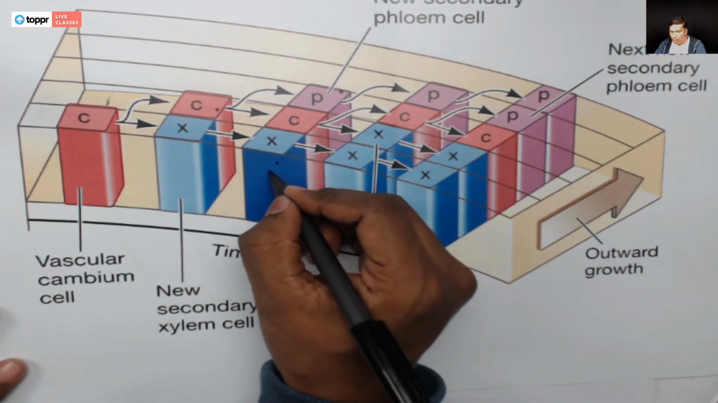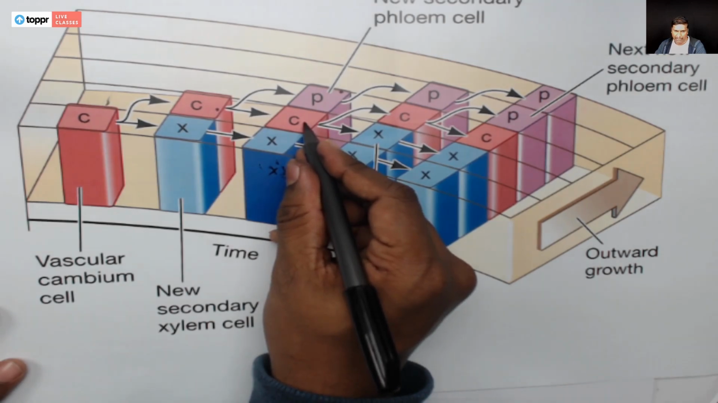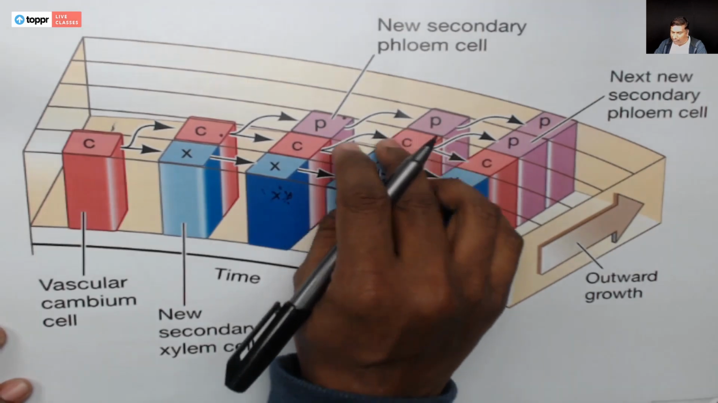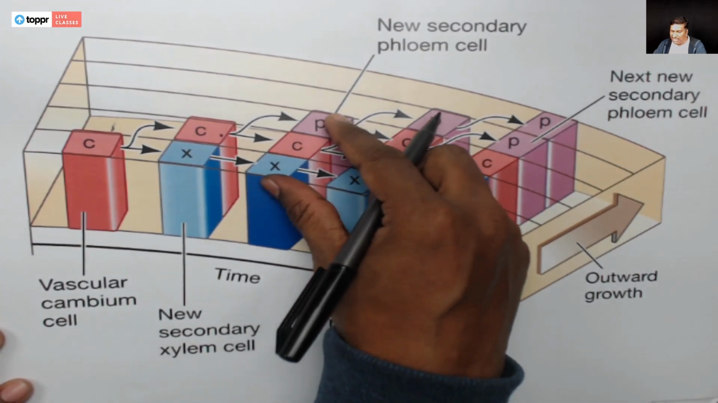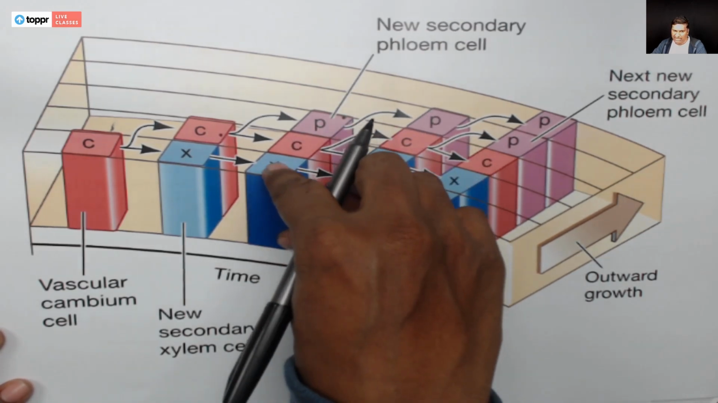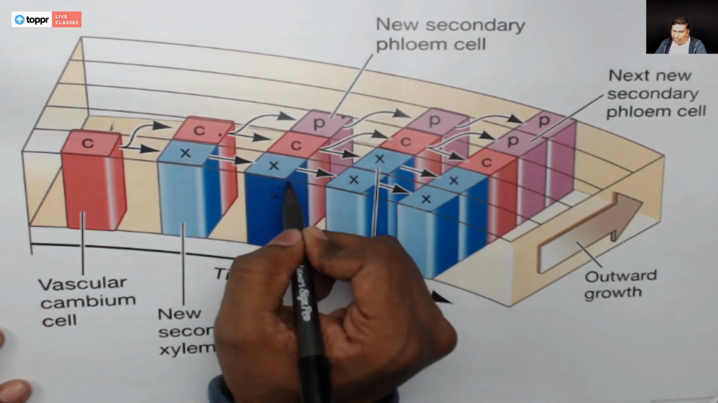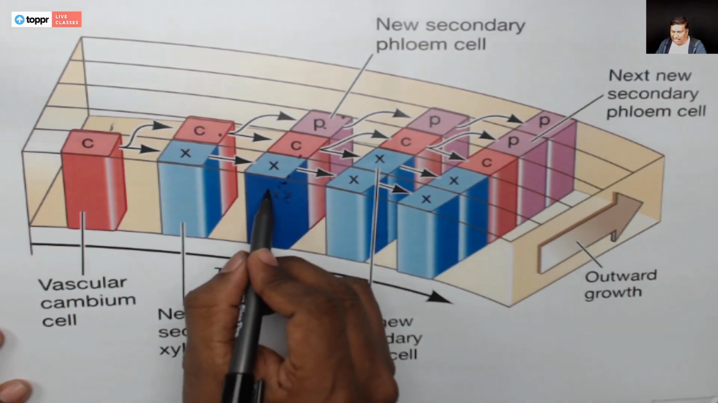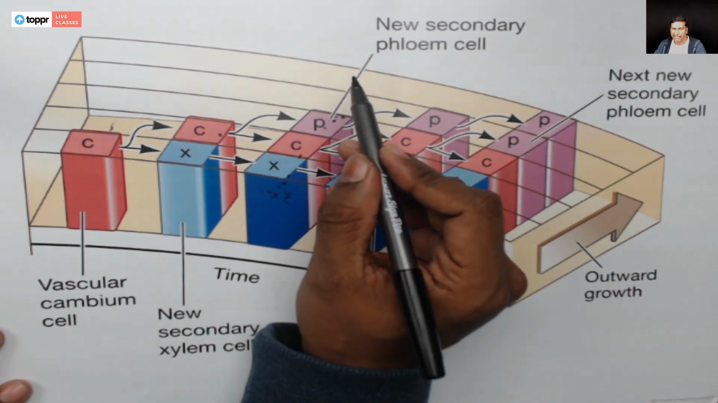However, once it forms xylem, this cannot go back to form the cambium again. In the same way, the phloem cannot come back and form the cambium cell again. So these cells are committed. They have a purpose now. The purpose of the xylem is to transfer water. Although both are coming from the same cambium cell, they have different functions. Xylem function is to transport water, phloem function is to transport food materials.